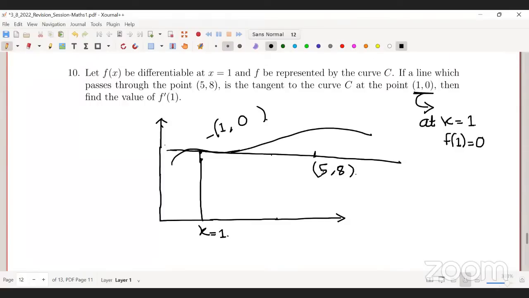So now what do we want? We want to find the derivative of this function at 1. The slope of this line L is the same as the derivative of the function at x equal to 1. Now can you find the slope of this line? y2 minus y1 by x2 minus x1. So the answer is clear, right? The answer of question number 10 is clear. Okay, fine.